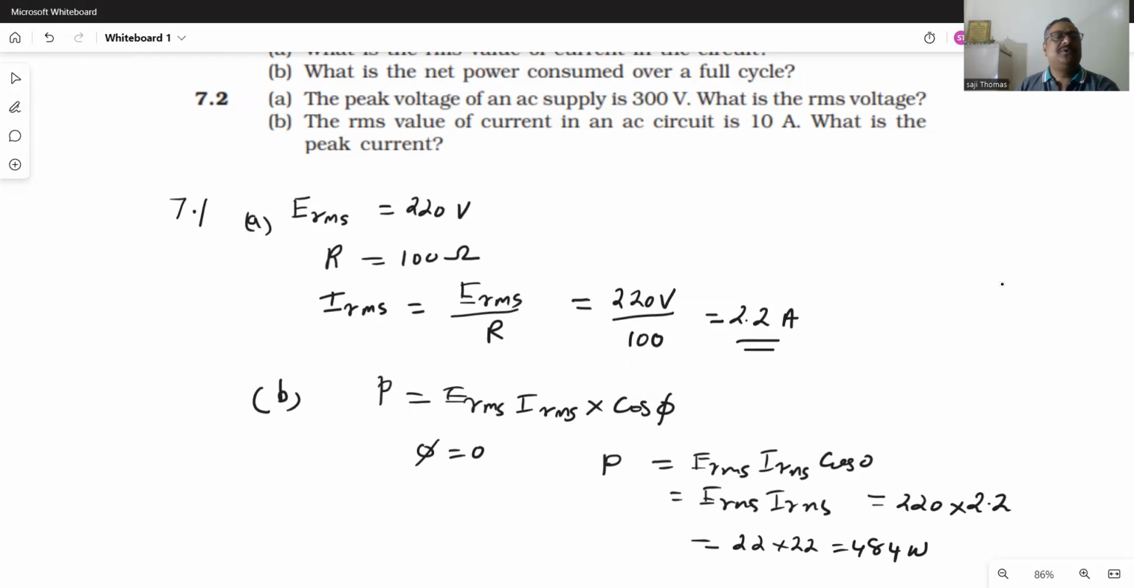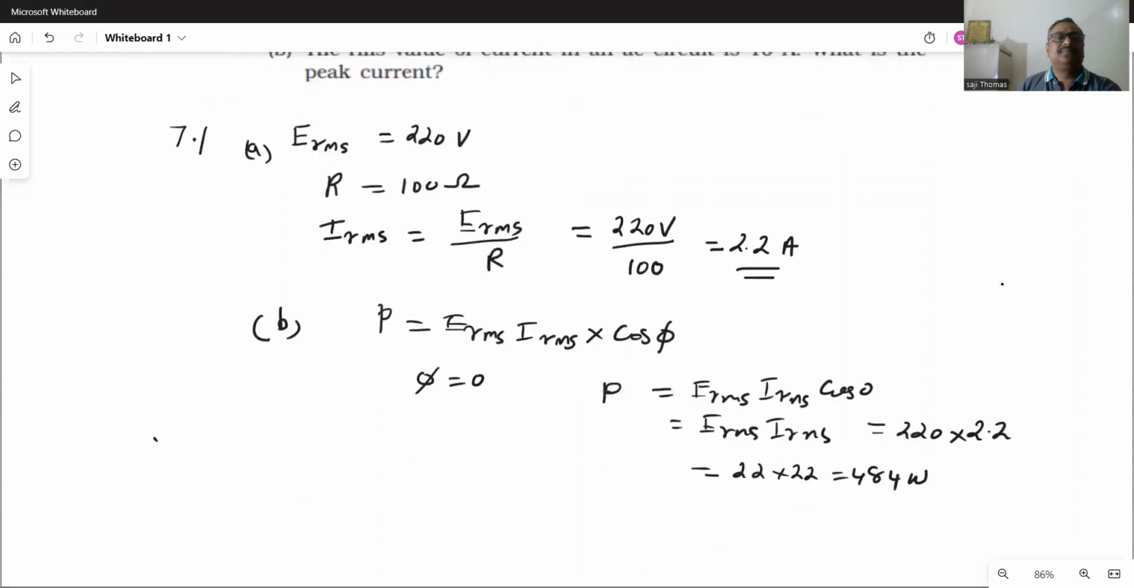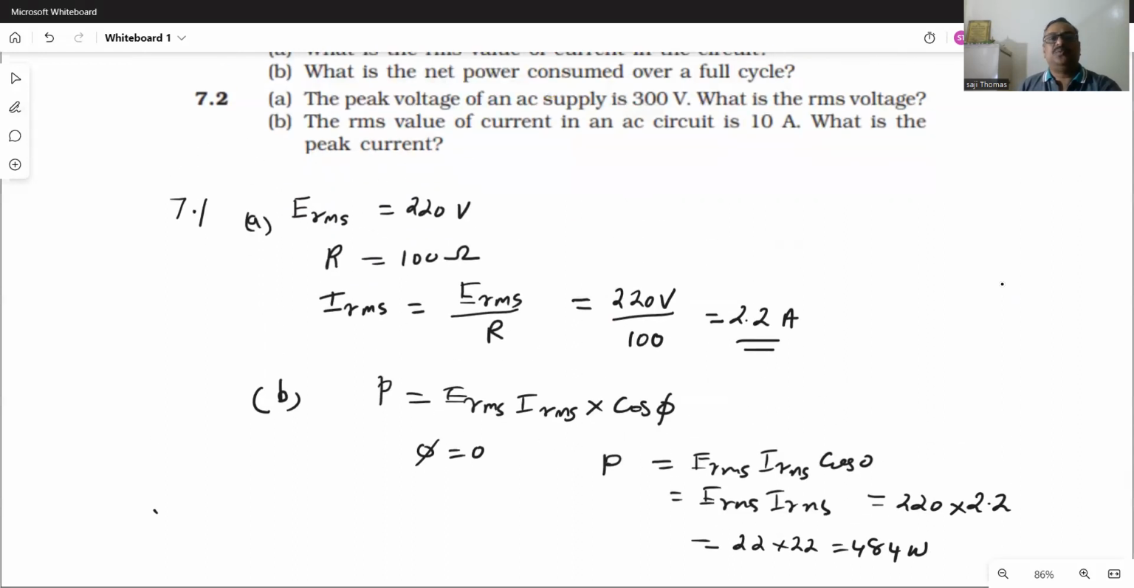Now question number 7.2. The peak voltage of an AC supply is 300 volt. What is the RMS voltage? So in 7.2 peak voltage is given. Peak voltage means E0. E0 equals 300 volt. That is the peak volt, maximum volt. What is the RMS voltage? ERMS.